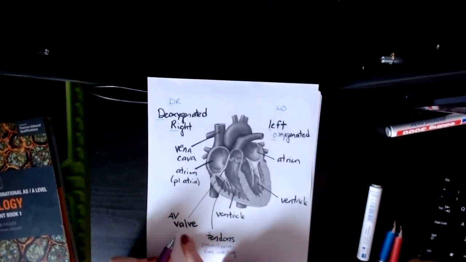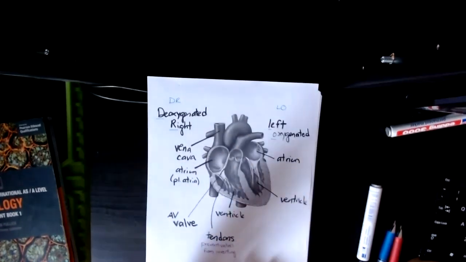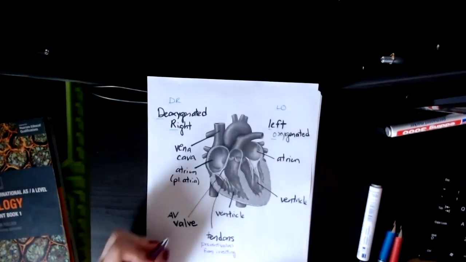The valve, of course, itself, the purpose of all valves in the heart, and I'll get to the others in a moment, is that they prevent the blood from going in the wrong direction. So they make sure that the blood doesn't flow backwards.